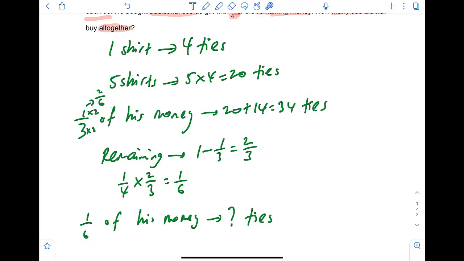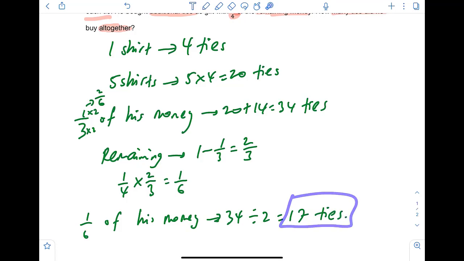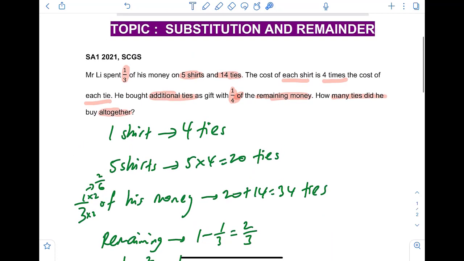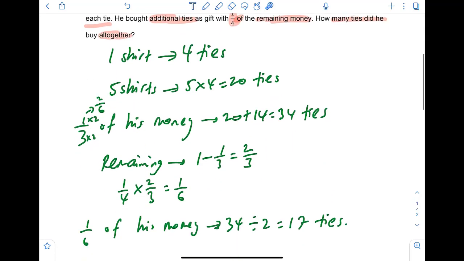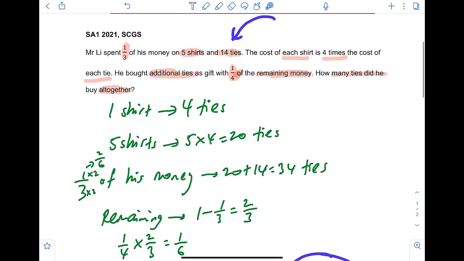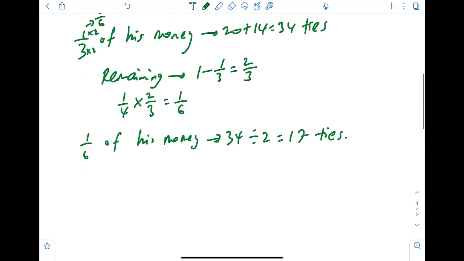34 divided by 2, 17 more ties can be bought. So this is the additional number of ties he bought, and not forgetting initially he already bought 14. So 17 plus 14, that will be the total. Answer: 31 ties.